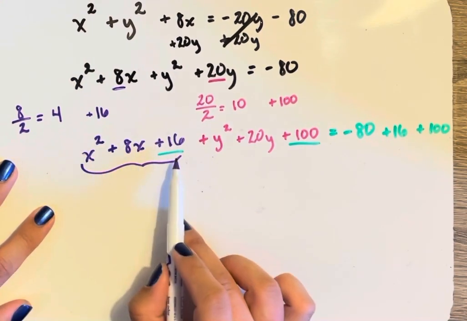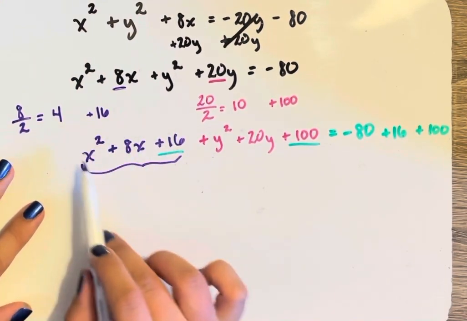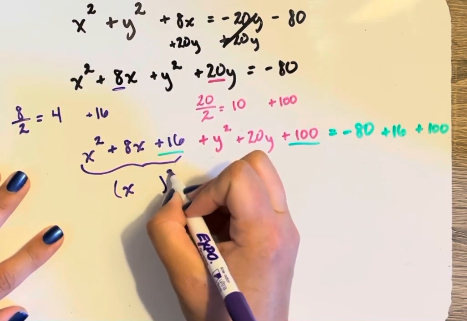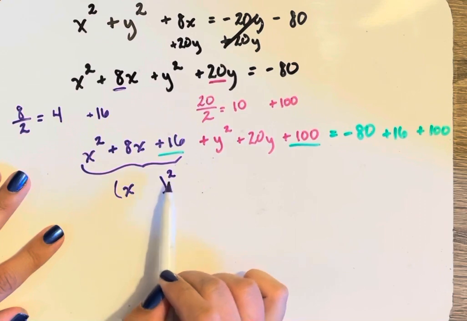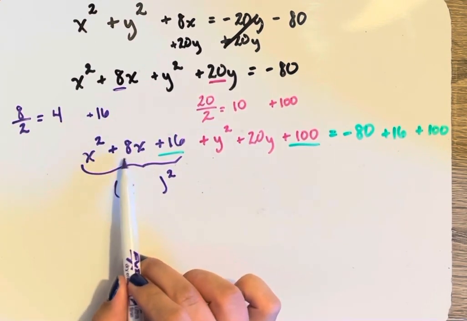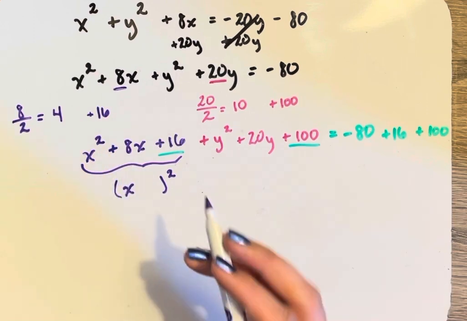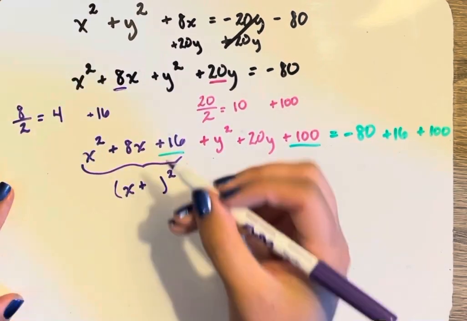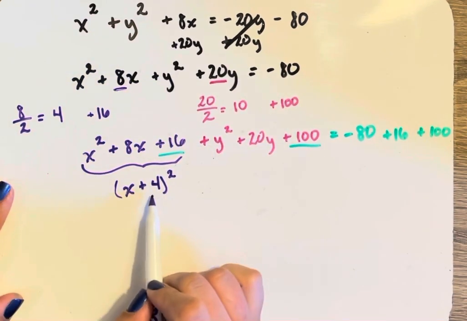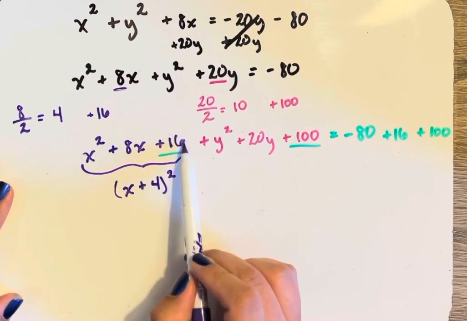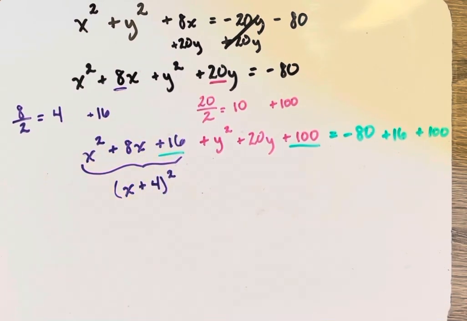So this trinomial is a perfect square trinomial, which means it's going to end up as x plus or minus a number squared. Now in this case, it was a positive coefficient of x, which means it's x plus my magic number, which was 4. So the number we're adding in here is the magic number or the square root of what I added into my equation. So we have x plus 4 squared.